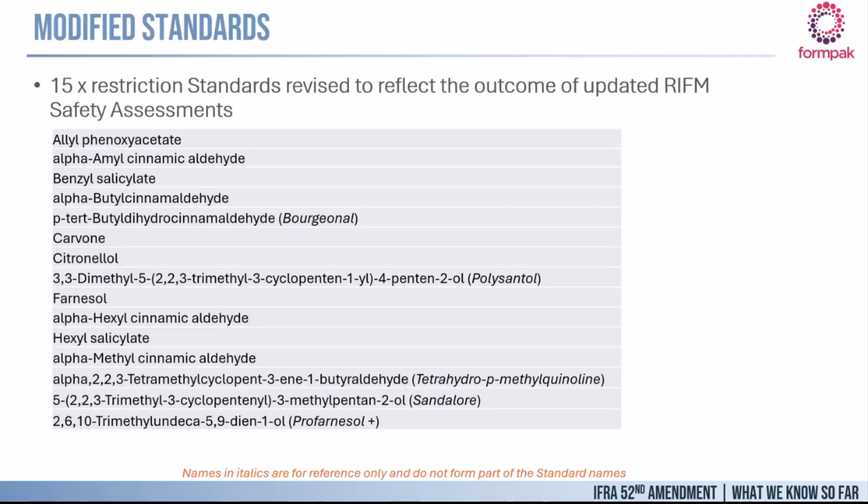In terms of the modified standards, periodically in relation to new data, RIFM may undertake new safety assessments, and that may result in revisions to standards. This time around, there are 15 that meet that criteria. You can see there are some quite important materials there, but they are already limited, and now they have some different limits. Sometimes they may go up and sometimes they may go down, so it's not necessarily a bad news story, because they can go in both directions.